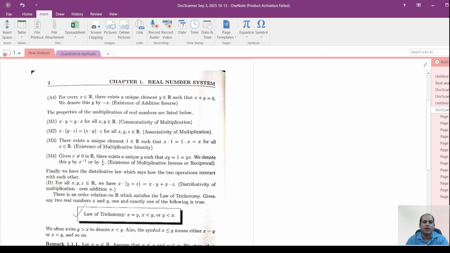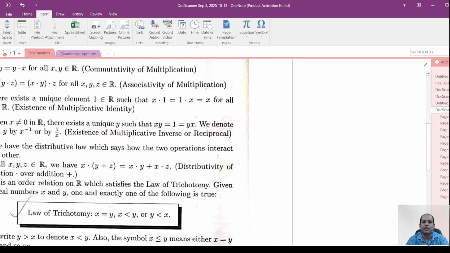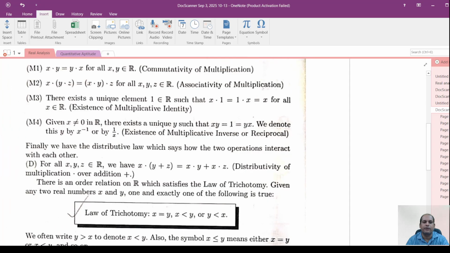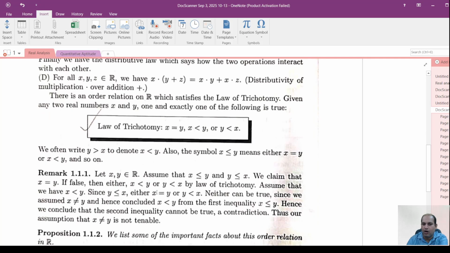The set of real numbers with respect to usual addition and multiplication basically forms a field, because every non-zero element has a multiplicative inverse. Also we can do comparison between the real numbers. Why? Because it follows the law of trichotomy.